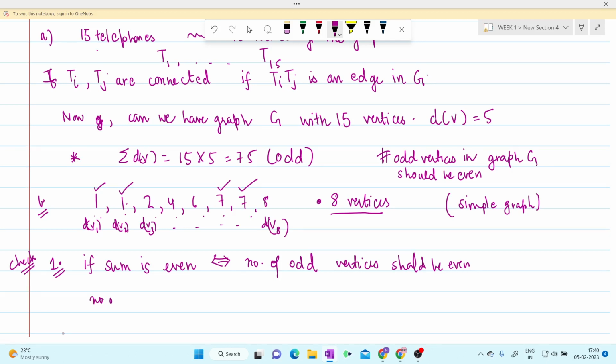Ma'am, we have 8 vertices. For that, we need one more, like vertices should be greater than 8, so it should be like 9 or 10. Then it is possible. Okay, but the number of vertices can be equal to the number of edges. See, if you have 3 vertices and 3 edges, this is giving you a graph.